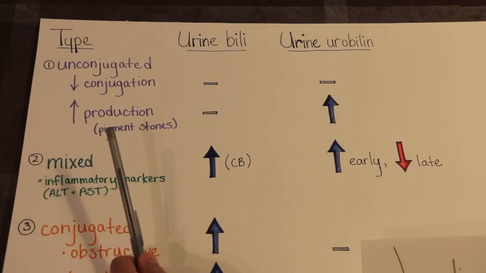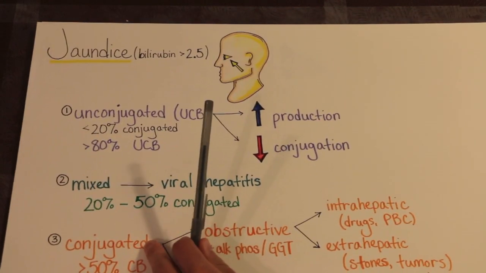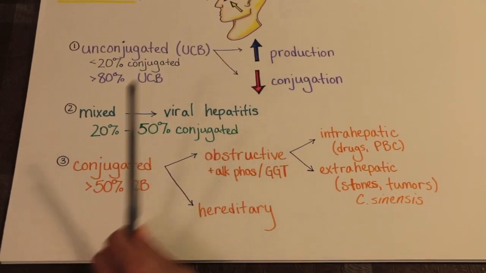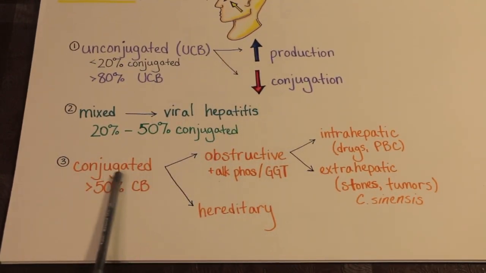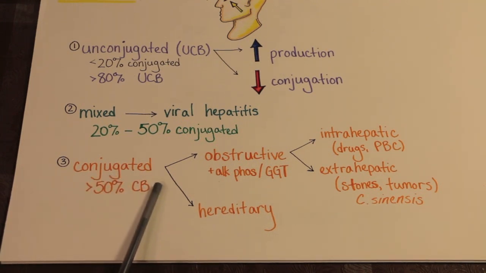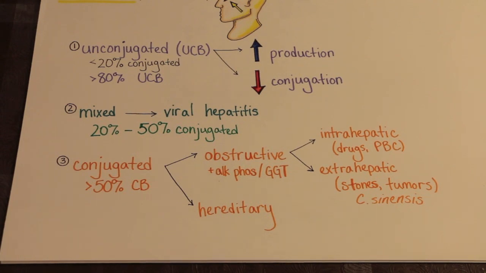And then the final category of conjugated bilirubinemia, in which over 50% of your elevated bilirubin is conjugated. So in conjugated bilirubinemia, over half is conjugated. Elevated conjugated bilirubinemia can either be due to obstruction or it can be due to inherited conditions.